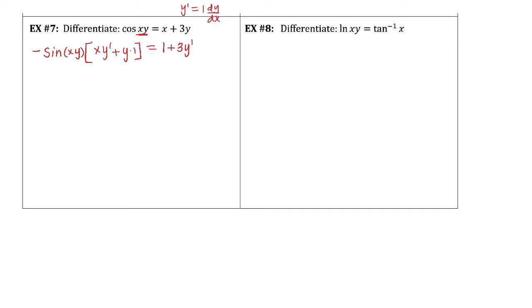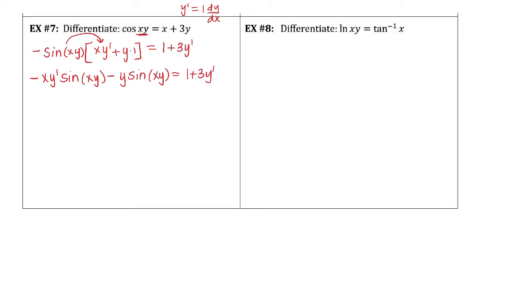All right, so looking at this, we have a y prime in here, so we're going to have to do some multiplication through. So I have negative, I'm going to do our distributive property, negative x y prime sine of xy minus y sine of xy. That equals 1 plus 3y prime.